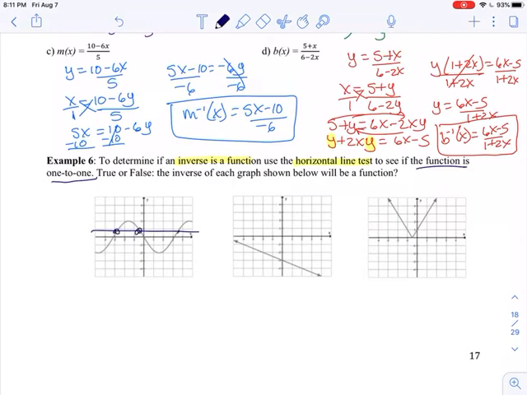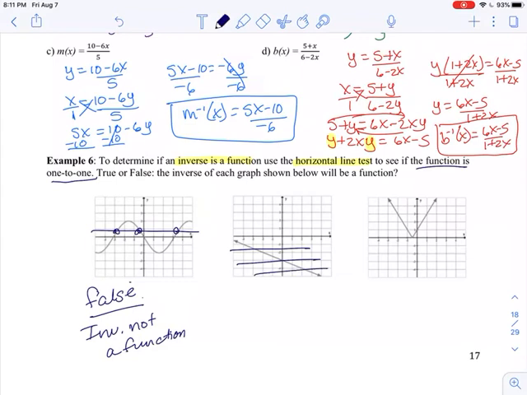Okay, and there are multiple y's. So this is not true. This is false. The inverse is not a function, because it failed the horizontal line test. Inverse, not a function. The one in the middle. Let's do the horizontal line test. Okay, it passed. So true. The inverse would also be a function.